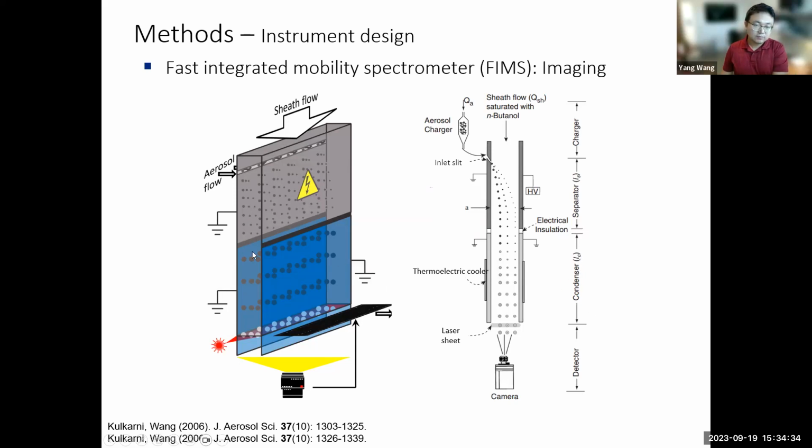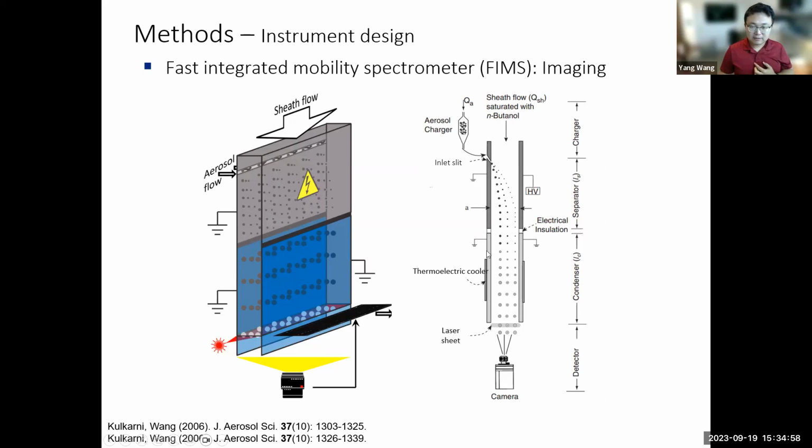Okay, so here everything is still in the gas stream, but one thing that's different compared to the DMA is that in the DMA it has a clean sheath flow, but here in the FIMS system we introduce the sheath flow that is saturated with some alcohol. It can be butanol, it can be heptanol, or some other types of alcohols.